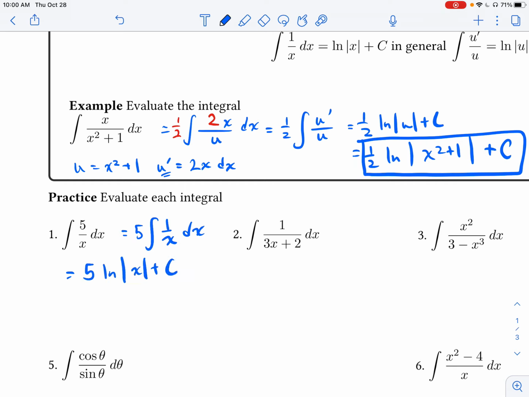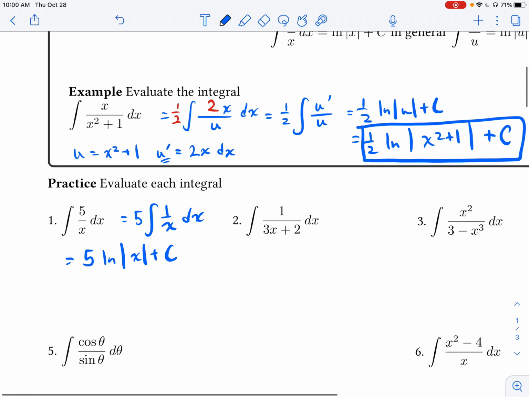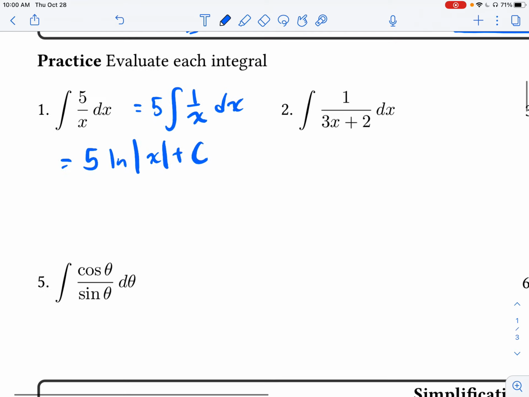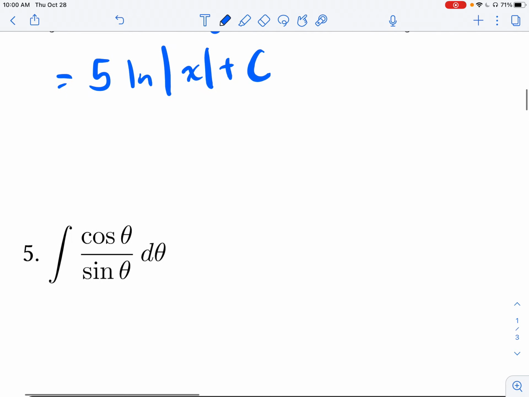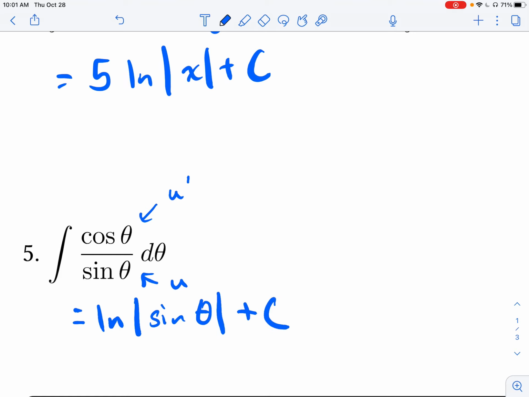So this is going to be equal to 5 times the natural log of the absolute value of x plus c. Okay. Some of these other ones are good problems for you to work with, so I won't do all of them here. But something like number 5, for example, would be another easy one, where what is the derivative of sine? Well, that's cosine. So this already is our u prime, and this is our u. So this would just simply be equal to the natural log of the absolute value of our argument, which is u, sine theta, plus c.